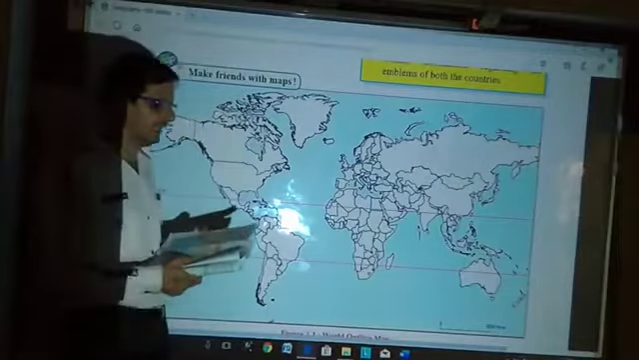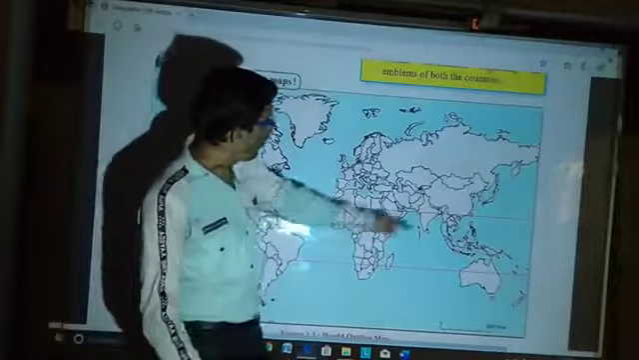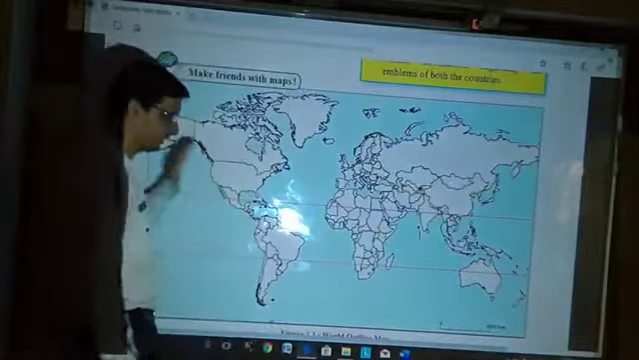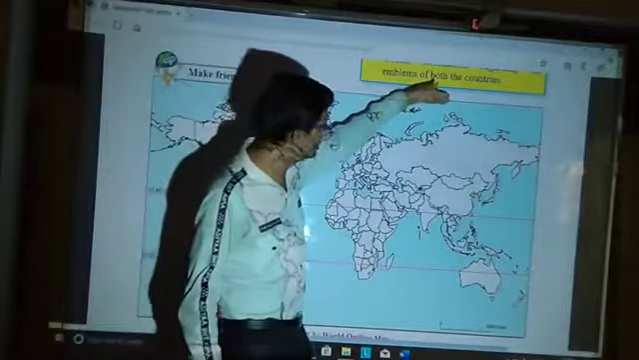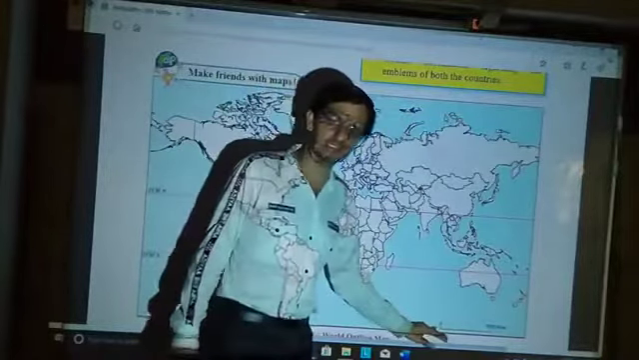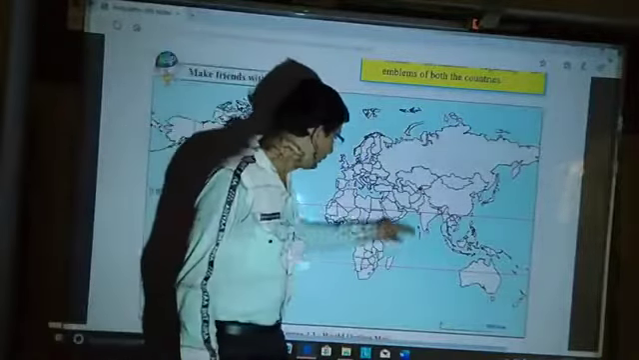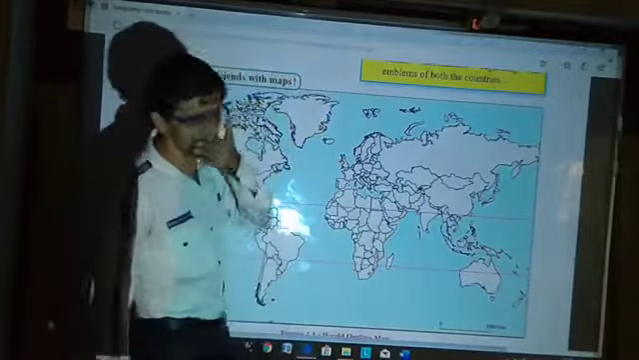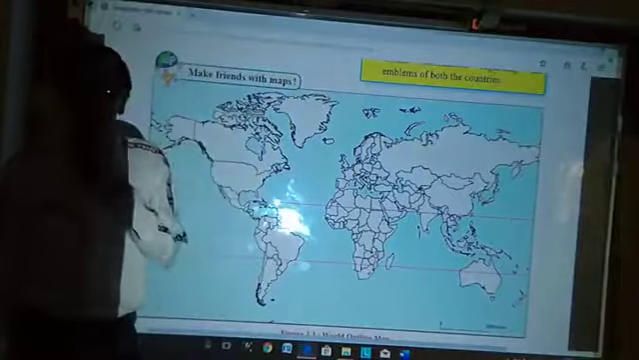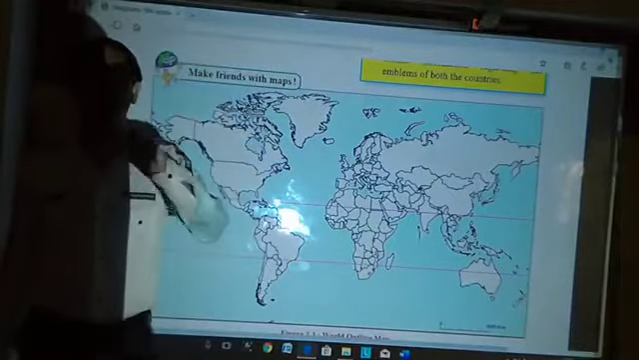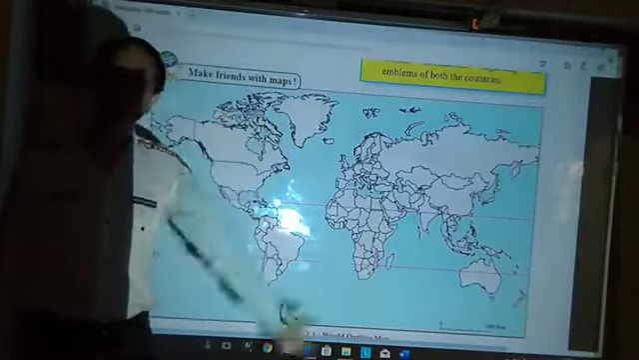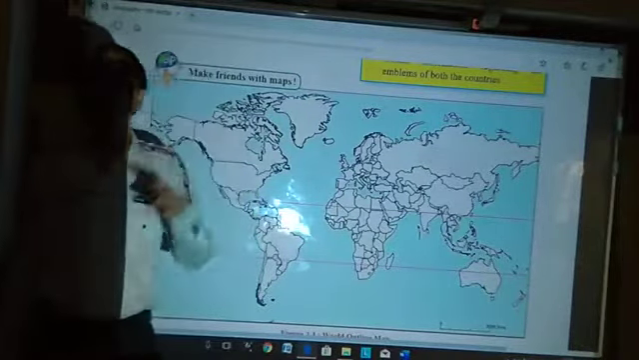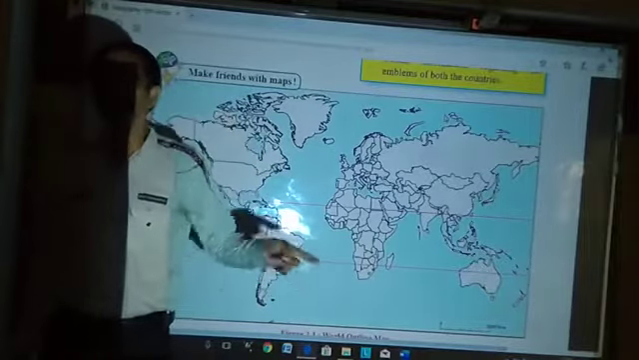Now you can see here India is located in the northern. Why northern? You can see here, this is the east, this is the west, this is the north, and this is the south. Generally you understand all the directions. So India is located in the northern. Why northern? Because of the equator. Equator doesn't pass through India. You must understand it.